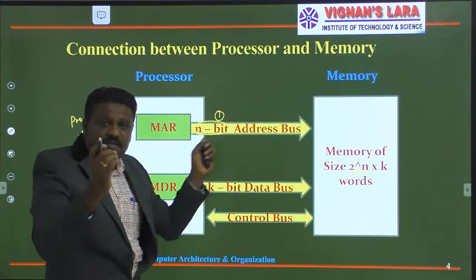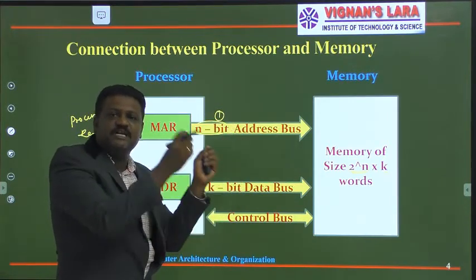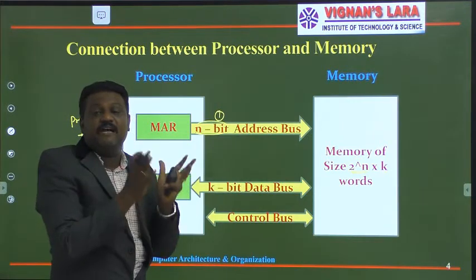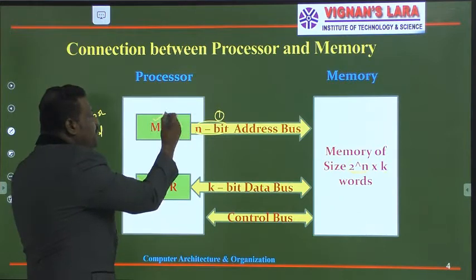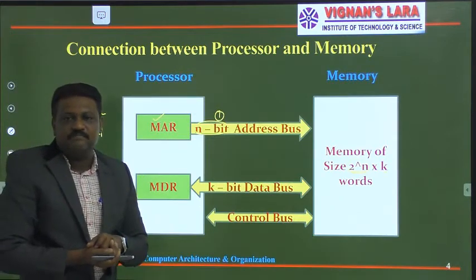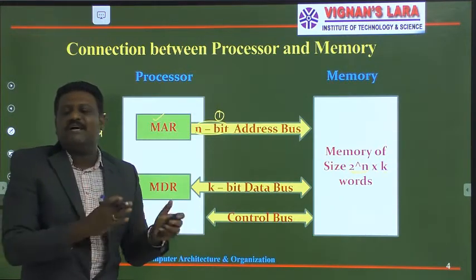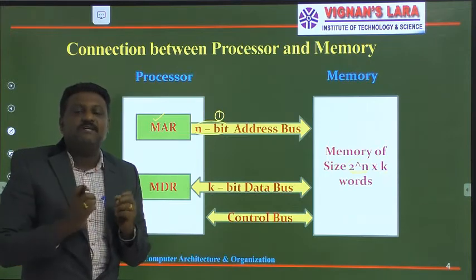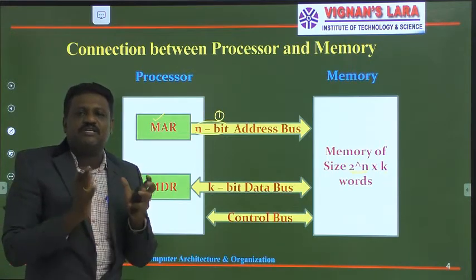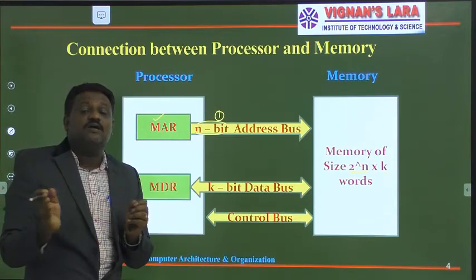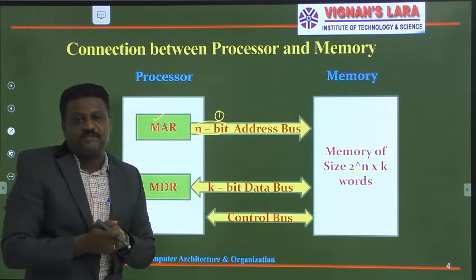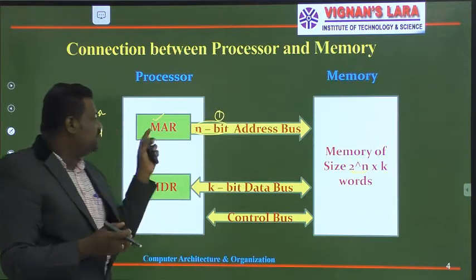Whatever address the processor transfers to the memory with the help of the address bus, that address is stored internally in the processor in the MAR register. MAR means memory address register. The job of this register is to hold the address of a memory location, the location which is going to communicate with the processor. So that is the job of this.